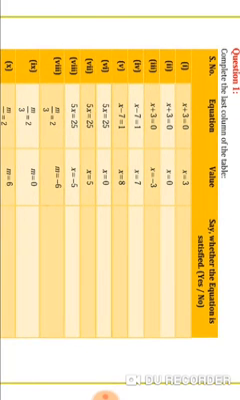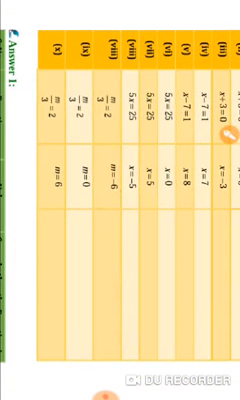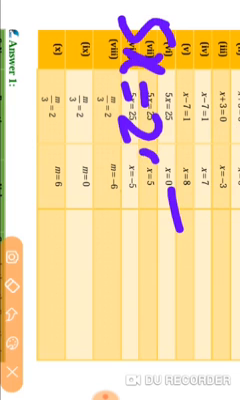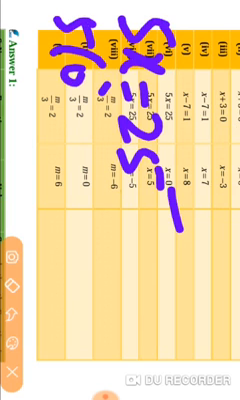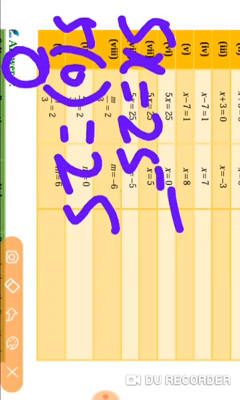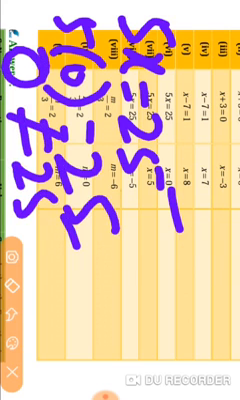One more example I'll choose. This one: 5x is equal to 25, at x equal to 0. So 5 into 0. Instead of writing the multiplication sign, I am writing the bracket; both are the same. 5 into 0, anything into 0, means 0 only. Is it equal to 25? No, RHS is not equal to LHS. So it is no.